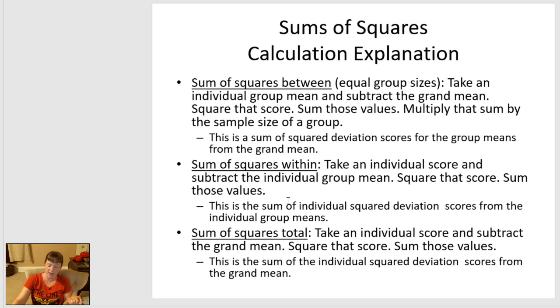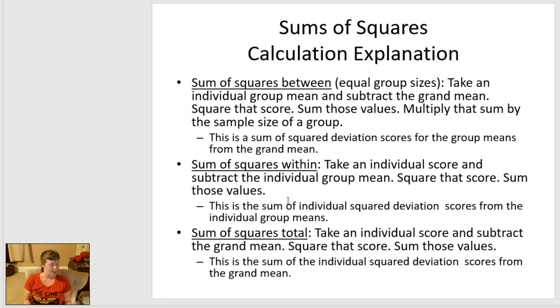The sums of squares within is where you take each individual person's score and you subtract the individual subgroup average, the subgroup mean. Then you'll square those, then you'll sum those up. And now you have your sums of squares within. And the sums of squares total, you already know how to calculate. It's the same as it was before for when you were doing the variance. Each person's score, subtract the overall grand mean, square them, add them. Now you have the sums of squares.